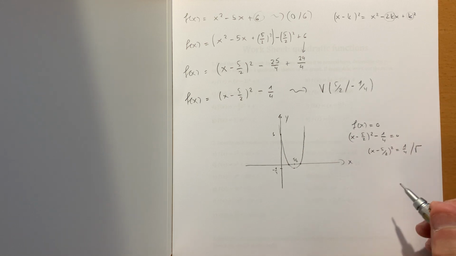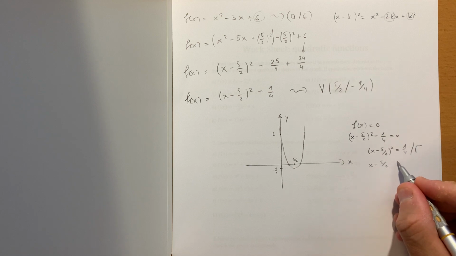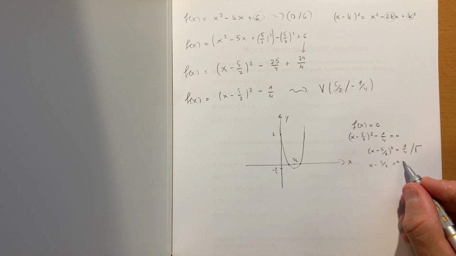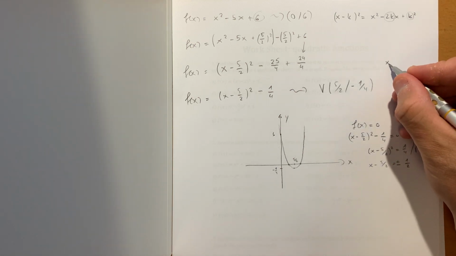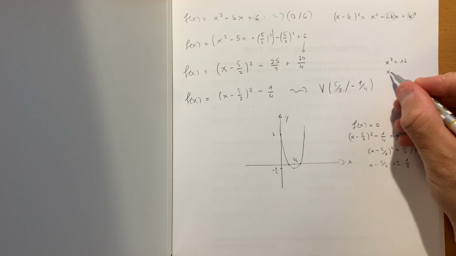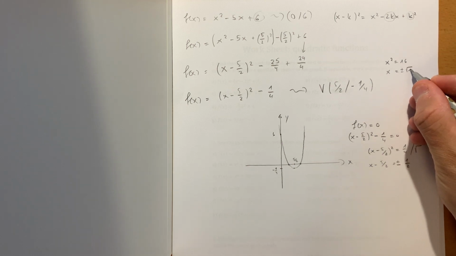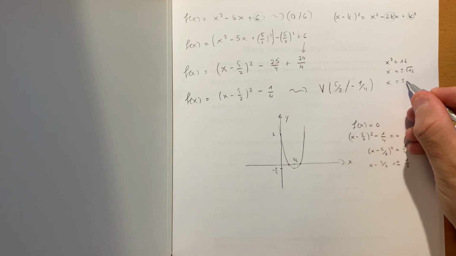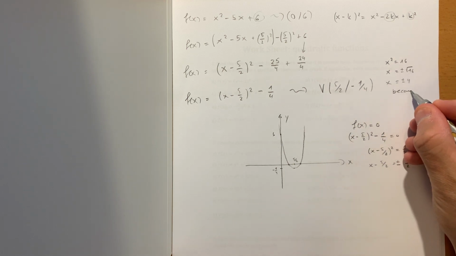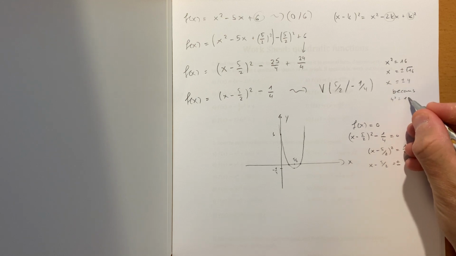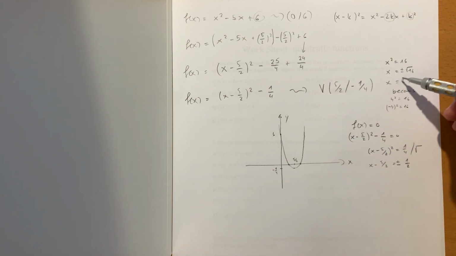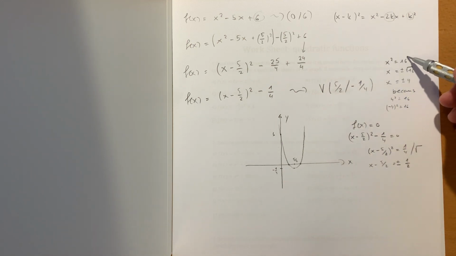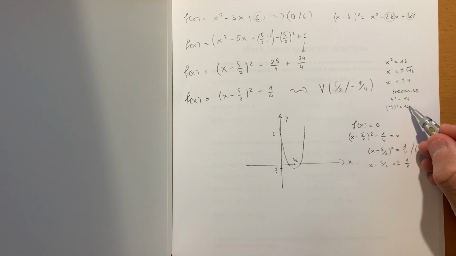Now we're going to take the square root, and then x minus 5 halves equals plus or minus a half. Why is that plus or minus? Well, x squared is equal to 16, so x is plus or minus the square root of 16. x is plus or minus 4, because 4 squared is 16 and minus 4 squared is 16. So whenever you have to find the solutions to an equation like this, you have two possibilities, two solutions.